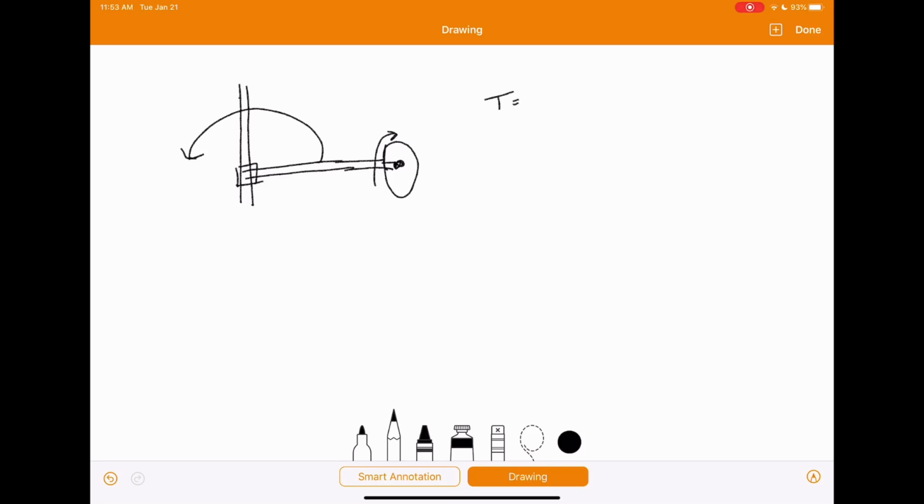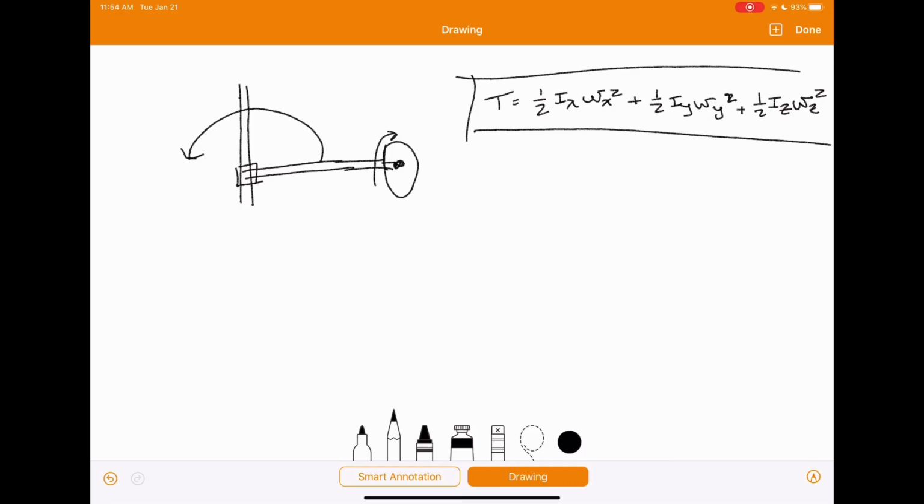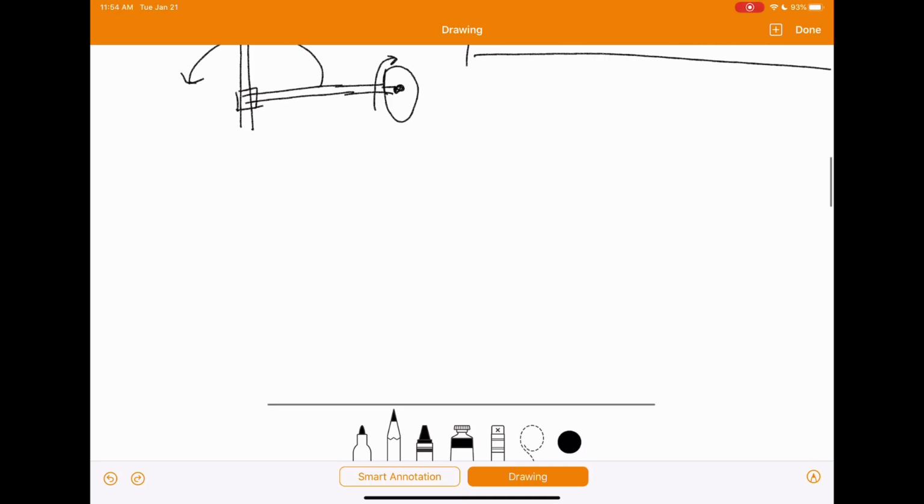So in reality, you can have kinetic energy, if you had rotation about all 3 axes, you would have 1/2 Ix omega x squared plus 1/2 Iy omega y squared plus 1/2 Iz omega z squared. All right, so you just do the rotation about each axis and then add it up. In this case, we would only have rotation about 2 axes, so one of these would go to 0. But if you did have rotation about all 3, then you just add them up, all right?